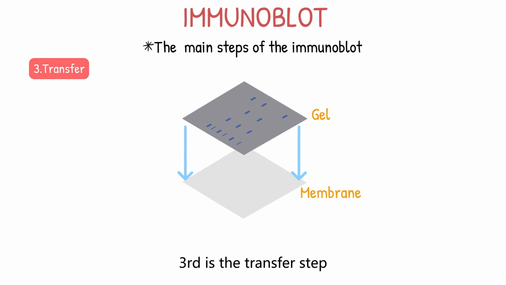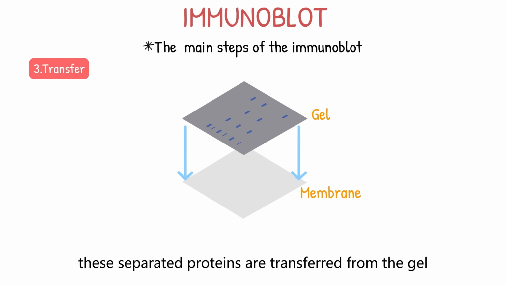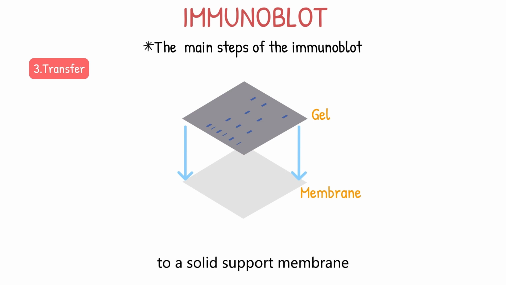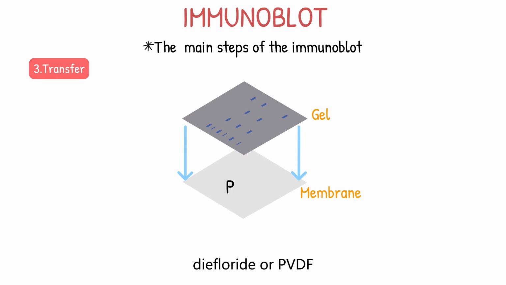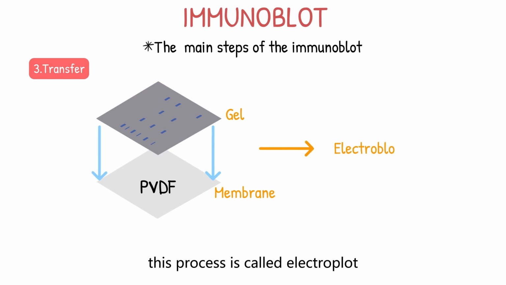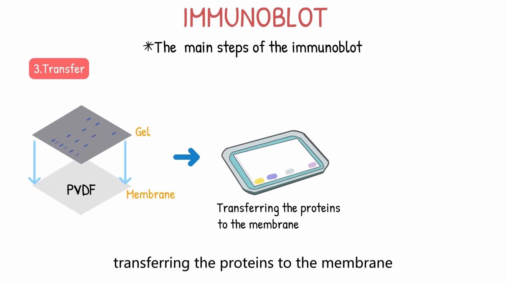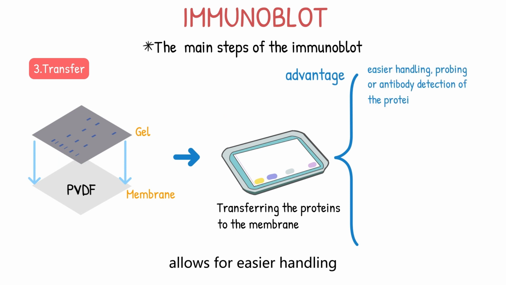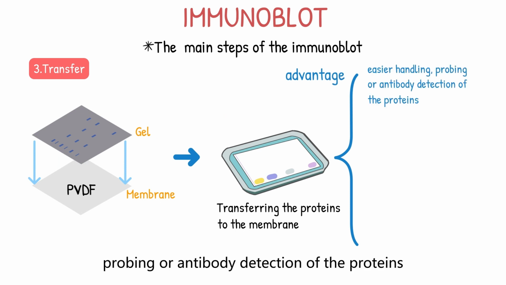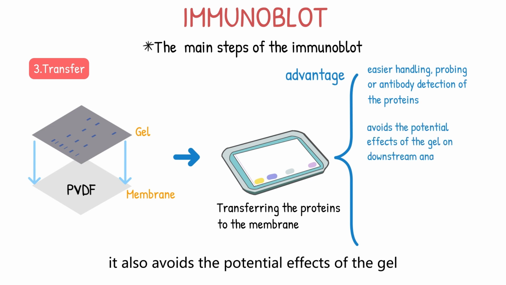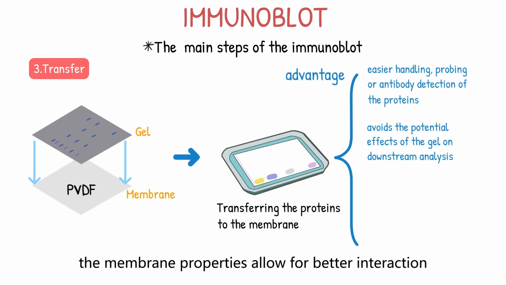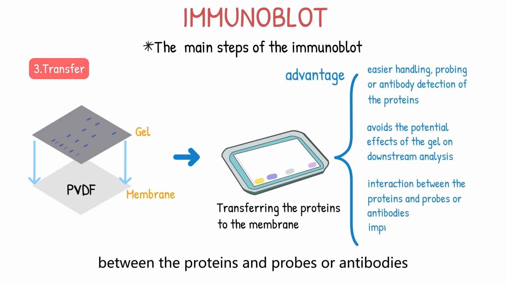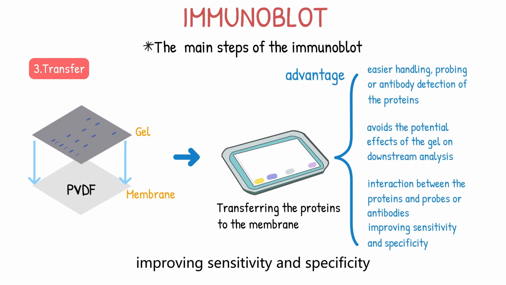Third is the transfer step. The separated proteins are transferred from the gel to a solid support membrane, typically made of nitrocellulose or polyvinylidene difluoride, or PVDF. This process is called electroblot. Transferring the proteins to the membrane allows for easier handling, probing, or antibody detection of the proteins. It also avoids the potential effects of the gel on downstream analysis. Additionally, the membrane properties allow for better interaction between the proteins and probes or antibodies, improving sensitivity and specificity.